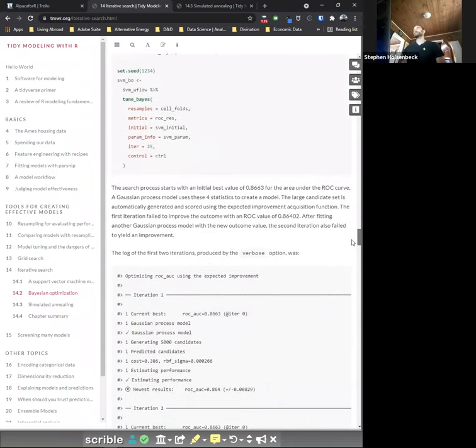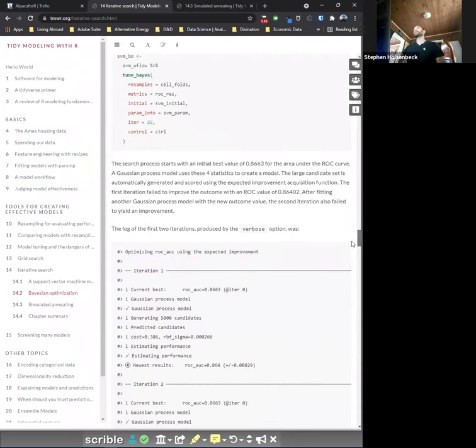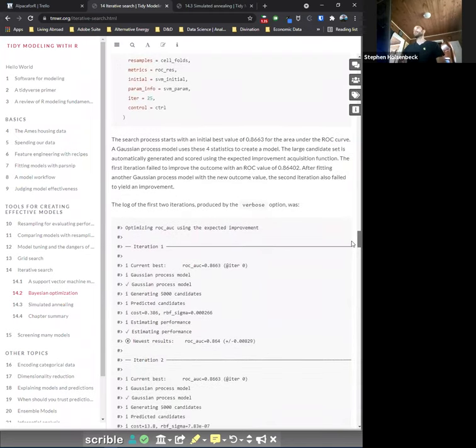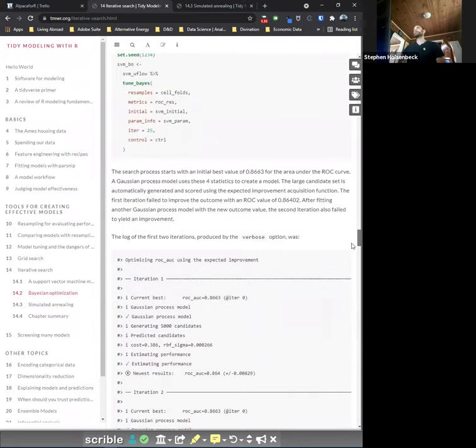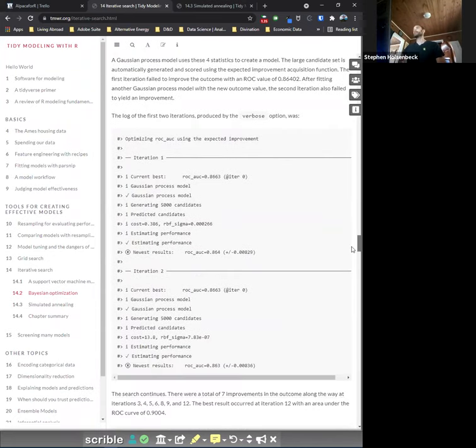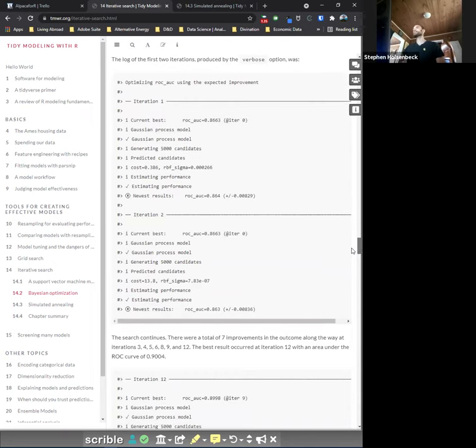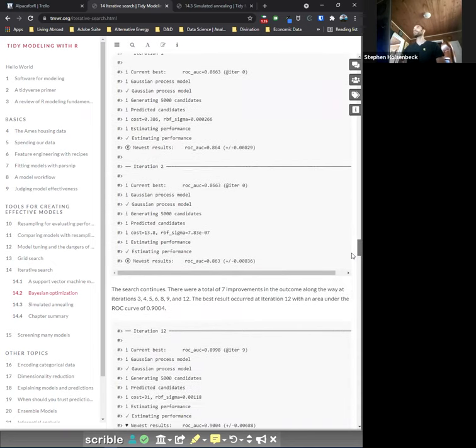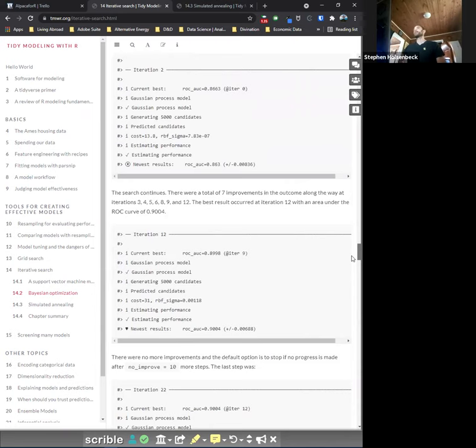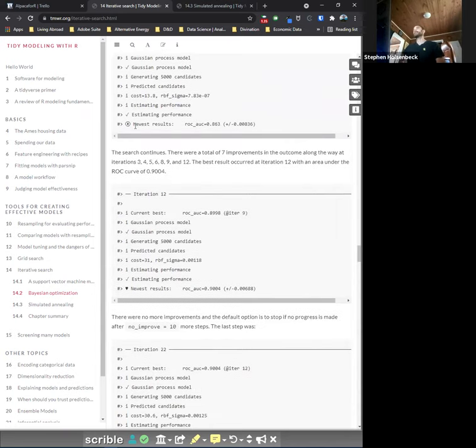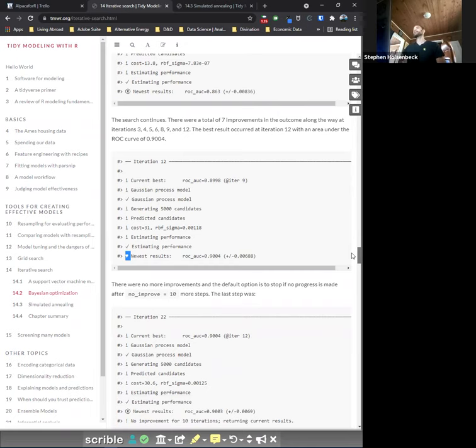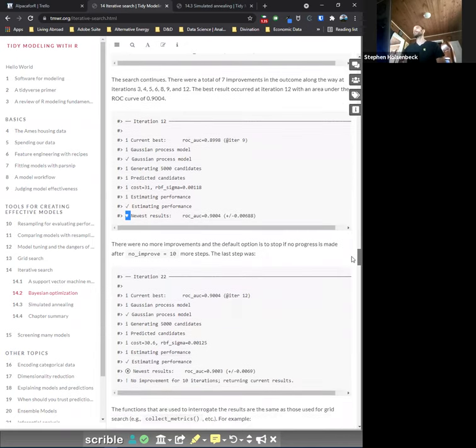Tune Bayes is done here with 25 as the cap on the iterations, with that same SVM model from before. And we can see the iterations happening here. It has a cool thing: if it doesn't give you good results, it'll have an X, and if it improves in that one, it'll give you a heart. And the search continues and it goes from 0.86 to 0.90 on the ROC curve.